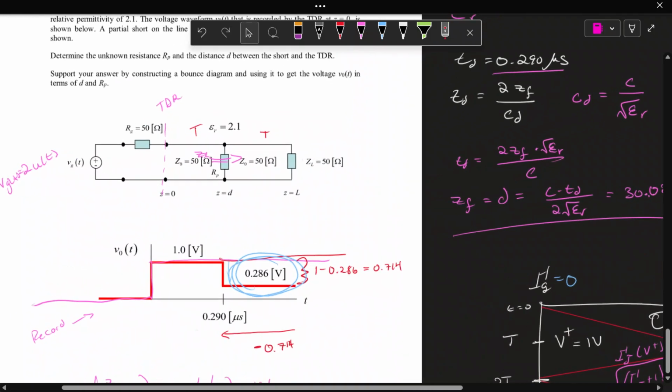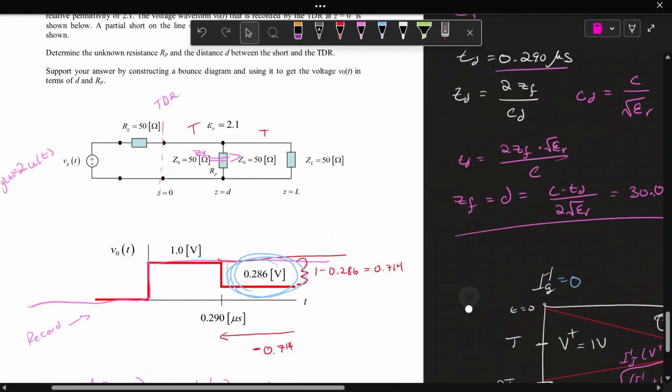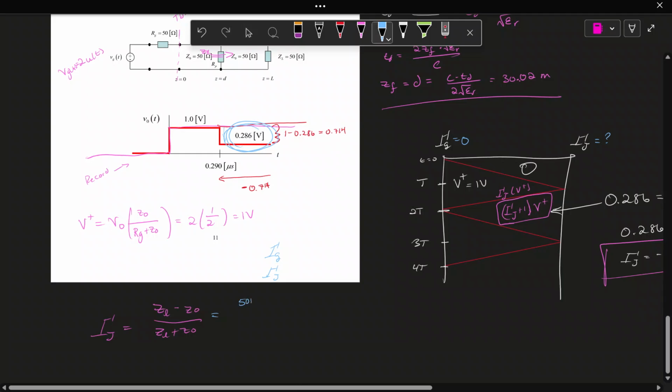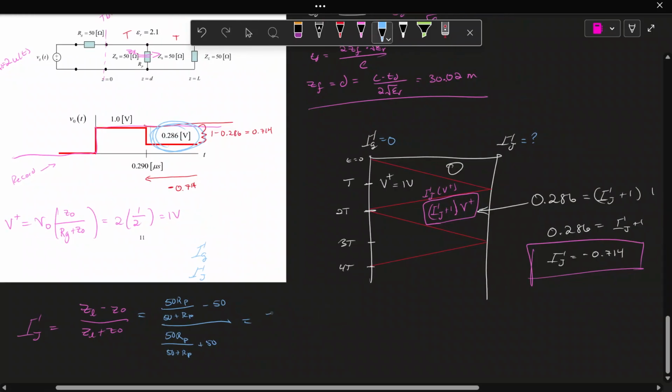Okay, so what is ZL? Well, ZL is, you have your two parallel resistors. So you have 50 times RP divided by 50 plus RP, minus the characteristic impedance 50, divided by ZL, which is 50 RP again, divided by 50 plus RP plus 50. And this is equal to gamma J, which is negative 0.714.